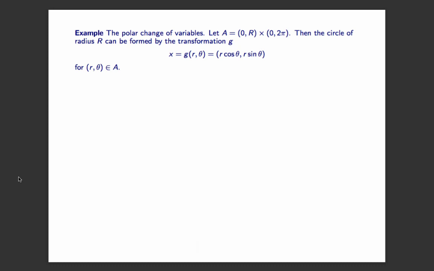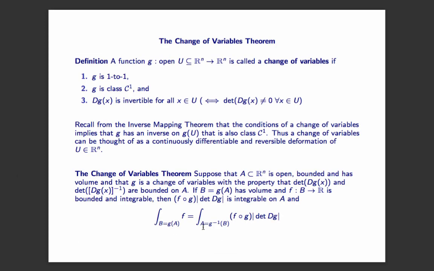Of course, the classic example is the polar change of variables. And by the way, in this formula, typically A is a rectangle. Typically a change of variables theorem is employed because we have to integrate over some shape that's not a rectangle, and we want to use Fubini's theorem and integrate over a rectangle. So our hope is that whatever shape we're integrating over can be viewed as a differentiable and reversible deformation of a rectangle. That's typically the approach one takes.